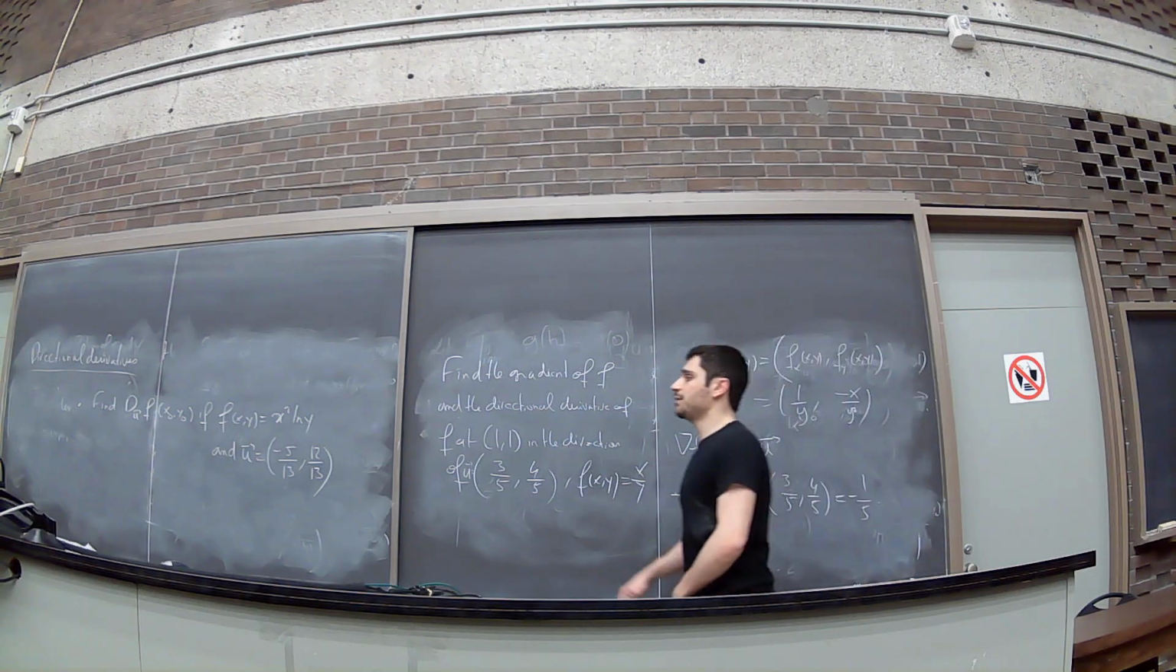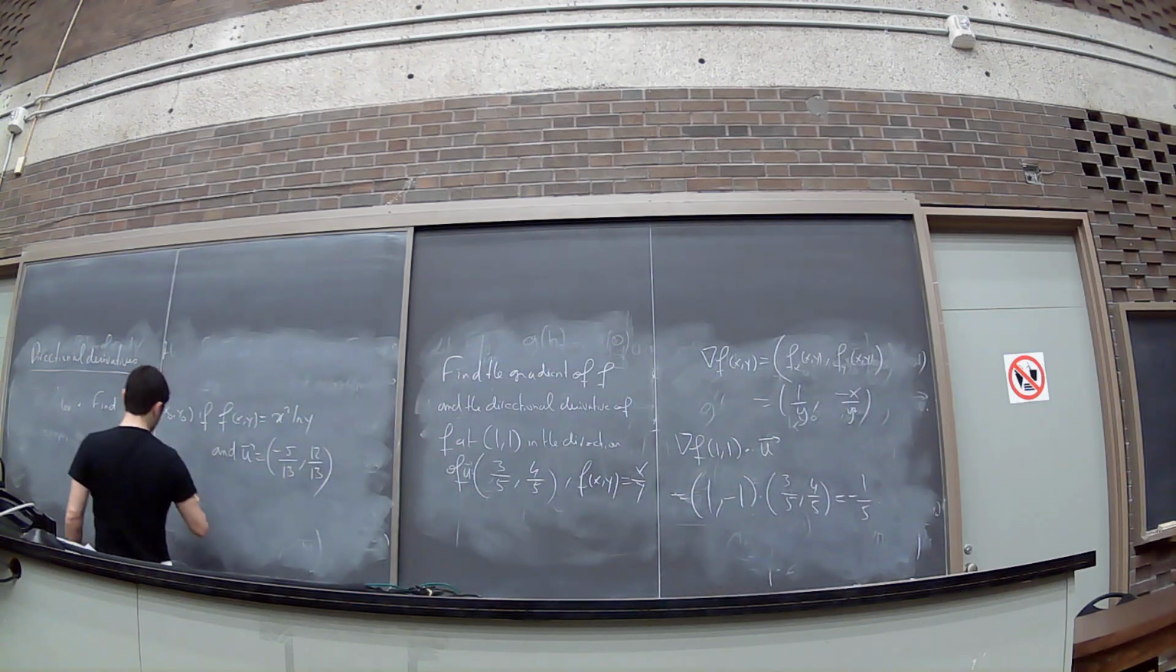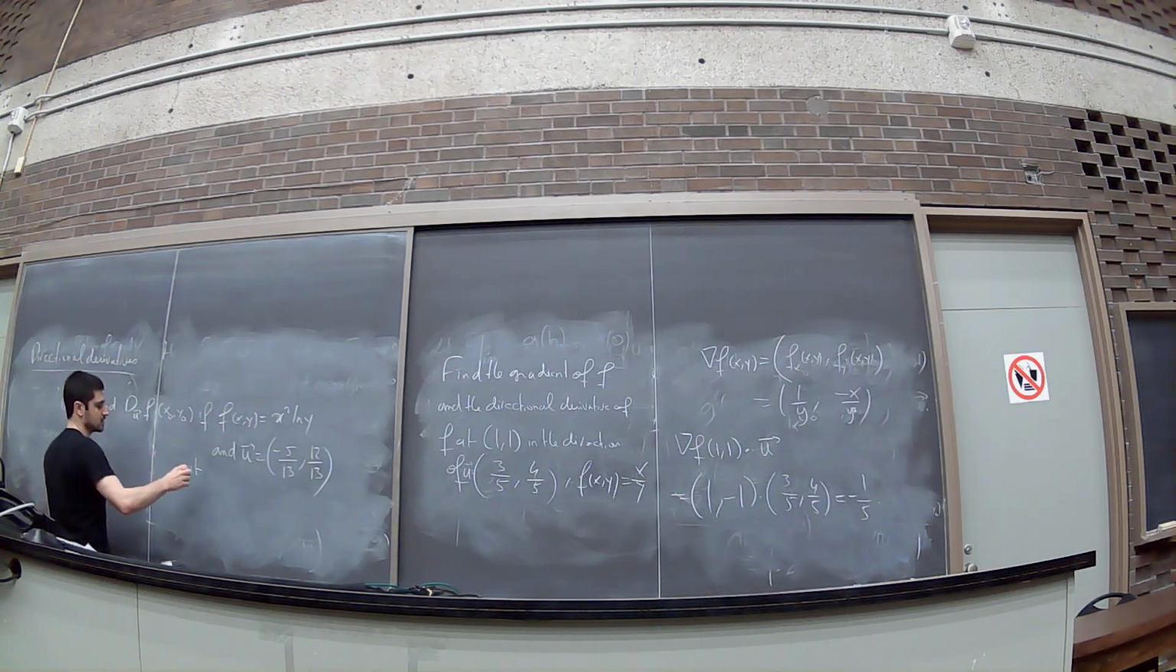How do I find the directional derivative? First, let's say (2, 1). Does the book have (2, 1)? Doesn't matter. Well, the book has (3, 1). Doesn't matter. Okay. How do I find it? First, I find the gradient. What is the gradient?